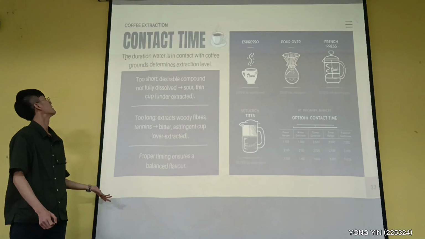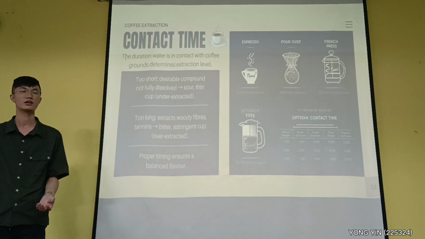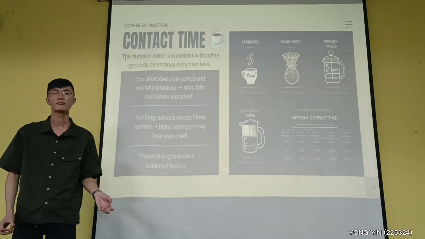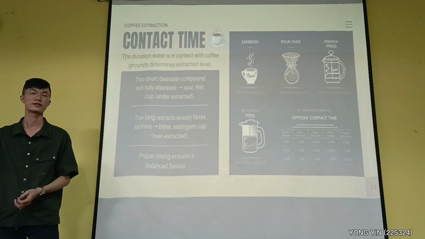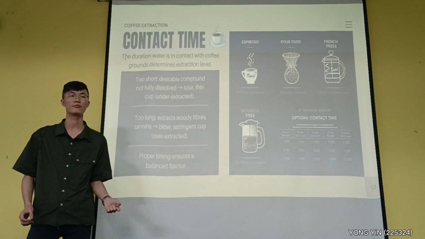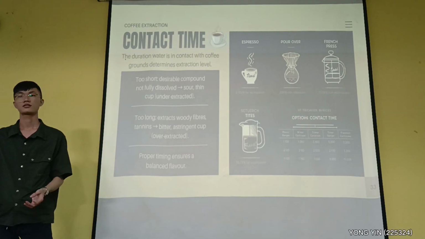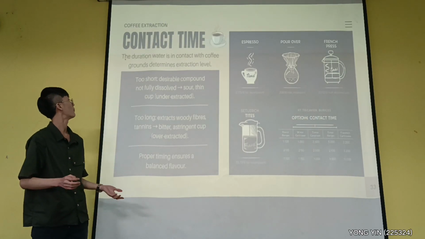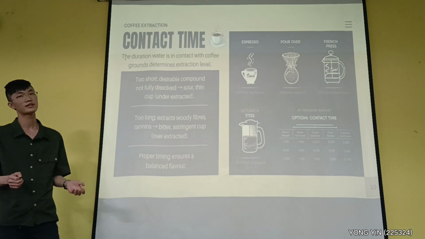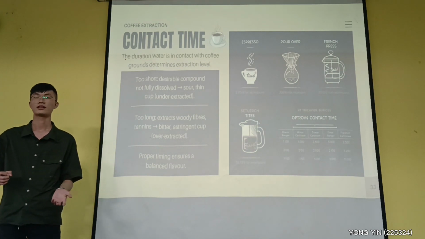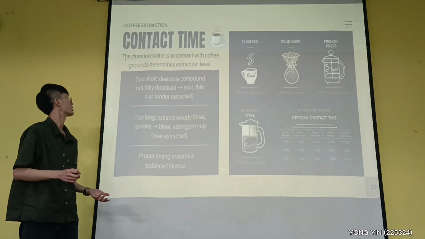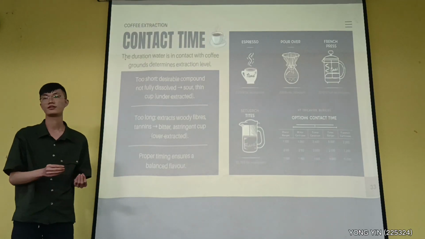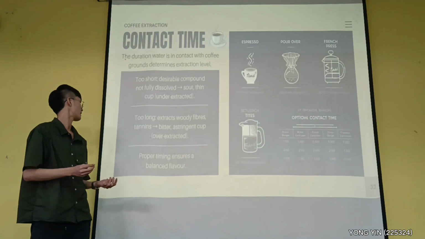Now, contact time is the duration when the water is in contact with coffee, and extraction is a time-dependent process where water needs time to break down the soluble compounds and extract them from the coffee grounds. When the contact time is too short, it will dissolve less desirable compounds, leading to a sour and thin cup where only the acids are extracted. When the contact time is too long, the water starts to break down the fibers of the coffee grounds and extracts bitterness and astringency.